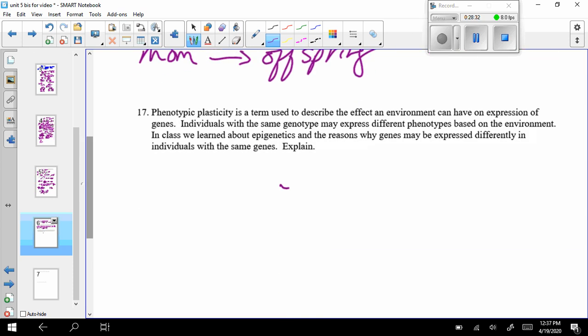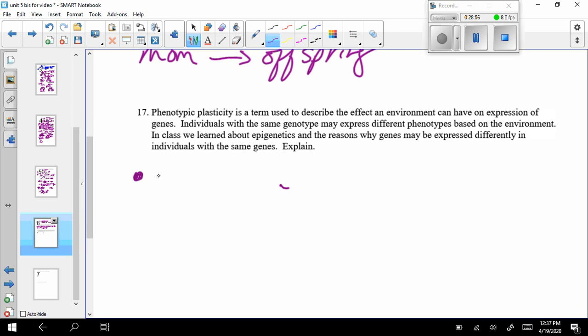All right, phenotypic plasticity is a term to describe the effect an environment can have on the expression of genes. Individuals with the same genotype may express different phenotypes based on the environment. In class, we learned about epigenetics and the reasons why genes may be expressed differently in individuals with the same genes. Explain. Okay, so there's actually multiple things that we want to talk about here.